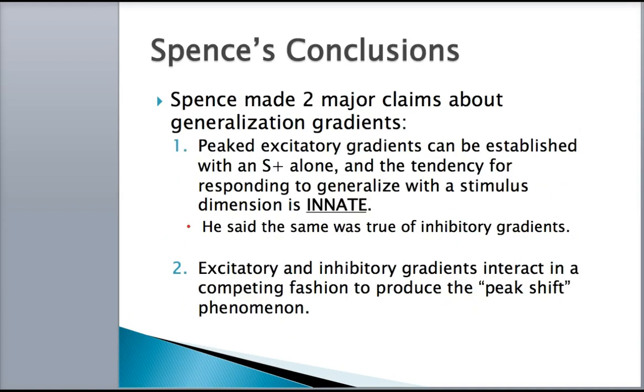So, in that whole theory, he makes two major claims about generalization gradients. The first one is that excitatory and inhibitory stimuli can be established around an S plus or an S minus, and that the tendency to respond or not will generalize within a stimulus dimension, and that tendency is innate.